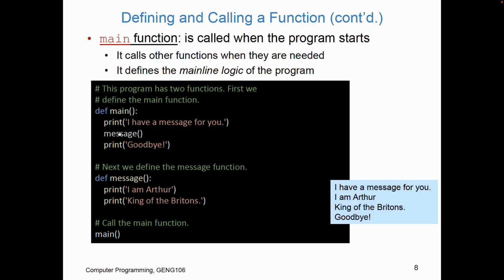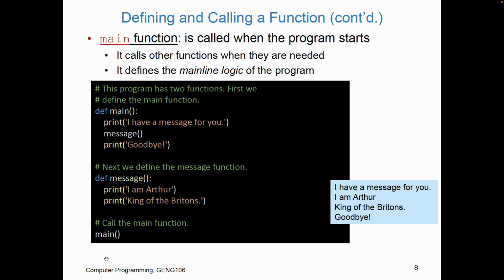Message function comes here, so I need to jump to this message function definition, and then I'll print this: I'm Arthur, king of the Britons. When I'm done, I need to go back to where it was called, which is here. Now I'm finished with the message function, so I can continue, which is basically it will say goodbye. Then I'm done with the main function, so I will go back to where it is called and continue from there.